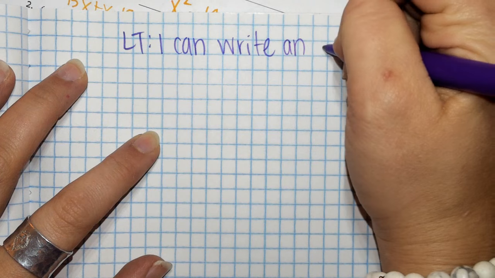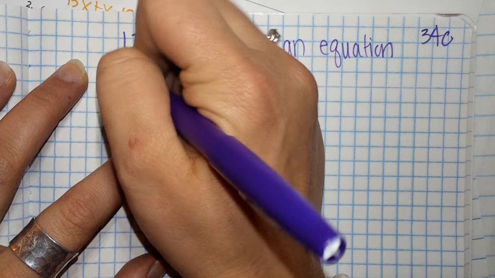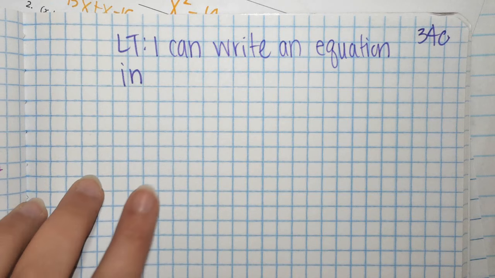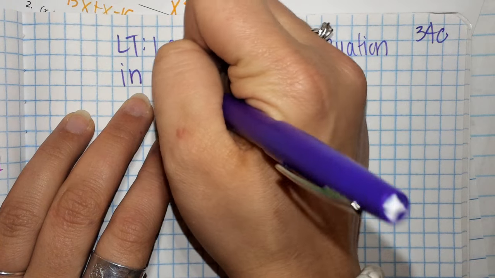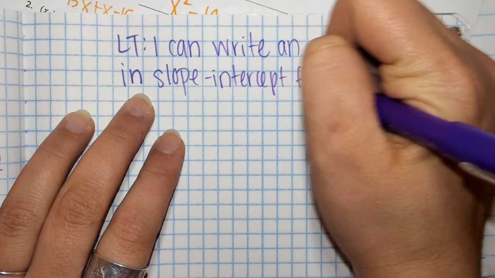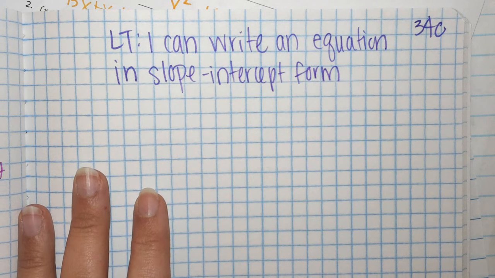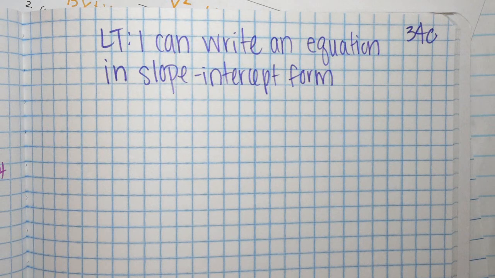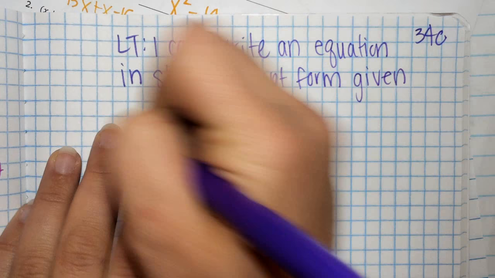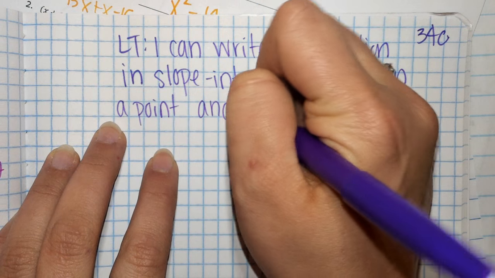An equation in slope-intercept form given a point and the slope.